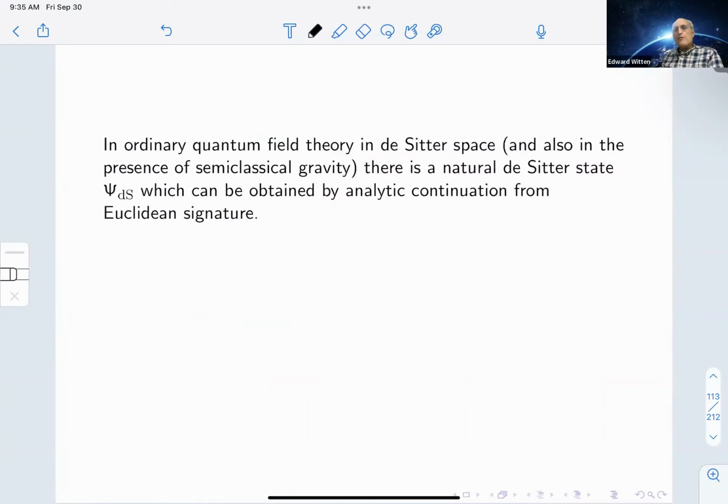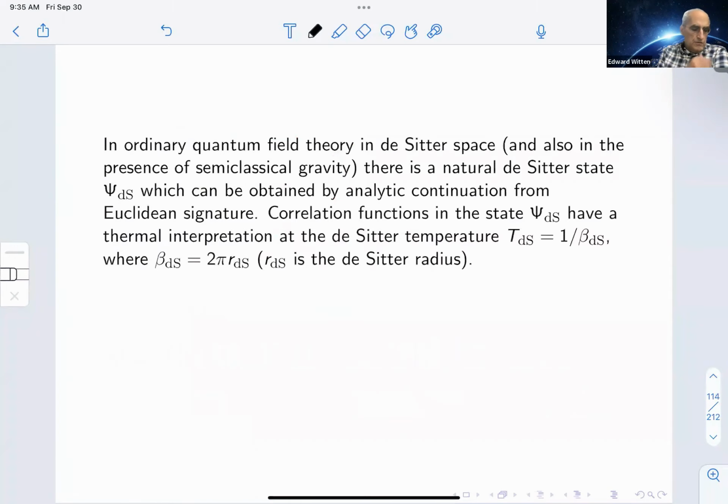In ordinary quantum field theory in de Sitter space, there's a natural de Sitter state, sometimes called the Bunch-Davies state, but actually there are a bunch of early references on this state. It can be obtained by analytic continuation from Euclidean signature. And an observation that goes way back to the 70s is that correlations in this state have a thermal interpretation at the de Sitter temperature.